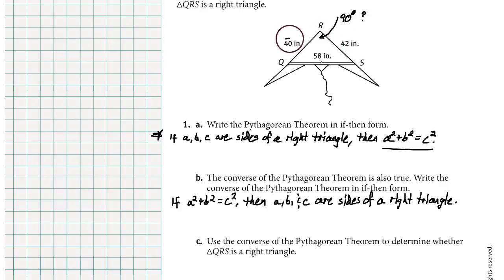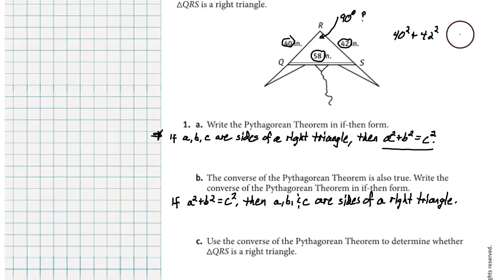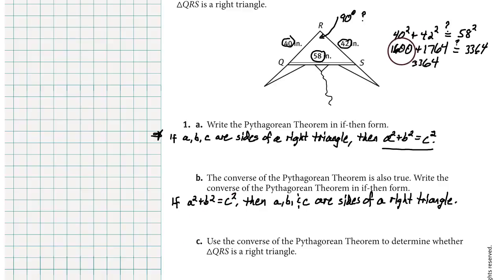If we fill in these numbers for a, b, and c, and it satisfies the a squared plus b squared equals c squared formula, then it is a right triangle. So let's do this. 40 squared plus 42 squared, and then over here, 58 squared. We don't know that these are equal, so I'm putting an equal sign with a question mark. Now let's take a calculator and evaluate these terms. 40 squared is 1600, 42 squared is 1764, and over here on the right, 58 squared is 3364.